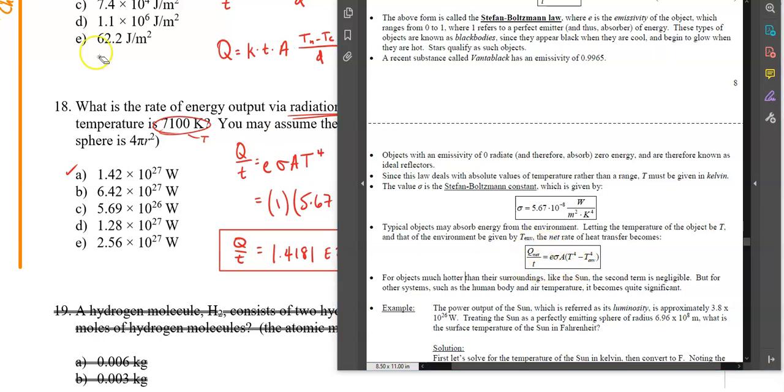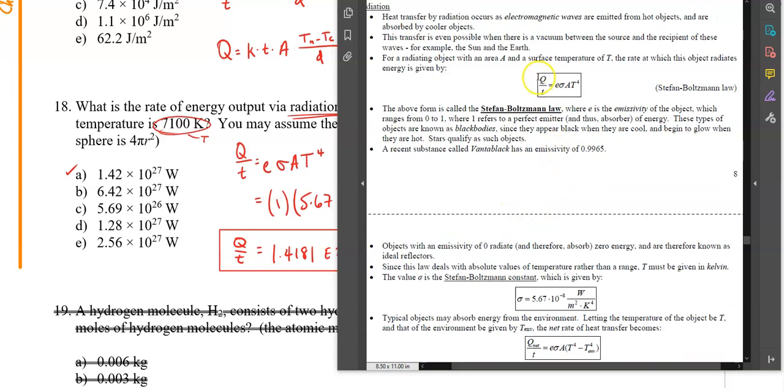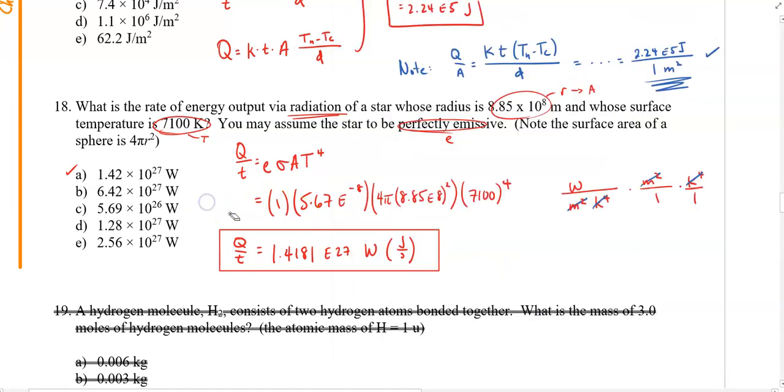computation itself. Now, in our example over here, we don't have temperature from the environment contributing to the absorption rates here, so we actually won't be doing that. We're just going to be using the original formula here. So Q over T equals E sigma A times T to the 4th power.